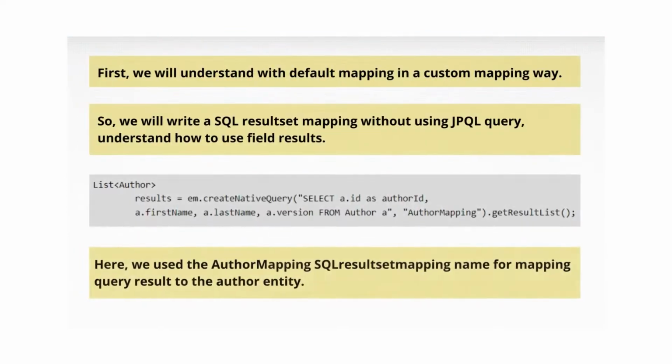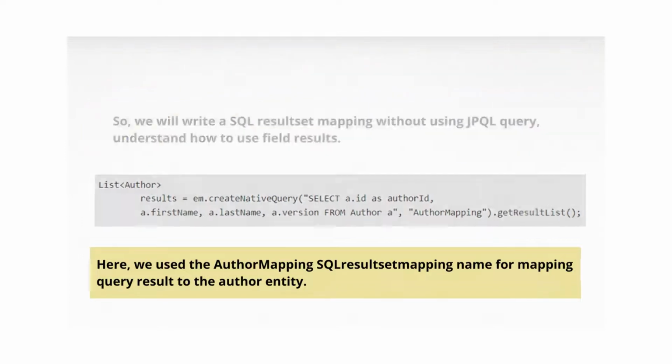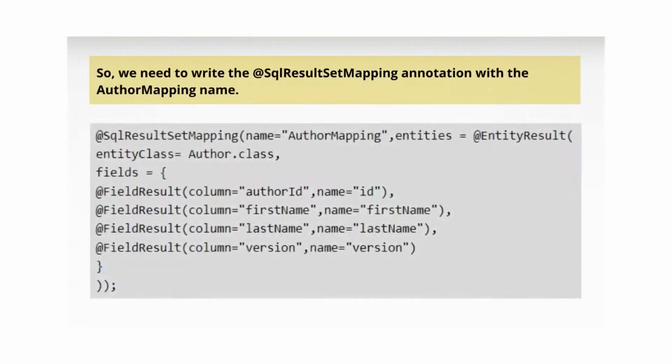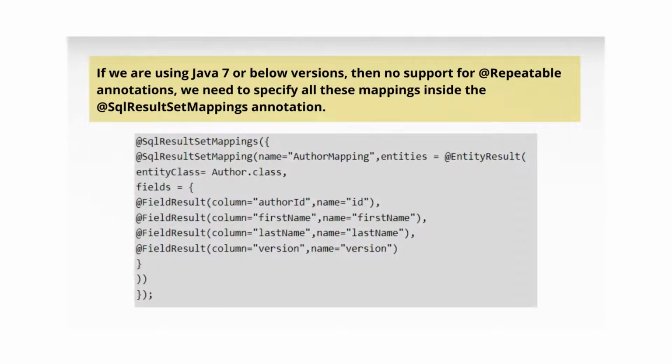First, we will understand default mapping in a custom mapping way. So, we will write a SQL result set mapping without using a JPQL query, and understand how to use field results. Check out the example below. We used the author mapping SQL result set mapping name for mapping the query result to the author entity. So, we need to write the @SqlResultSetMapping annotation with the author mapping name. If we are using Java 7 or below versions, then there is no support for @Repeatable annotations.